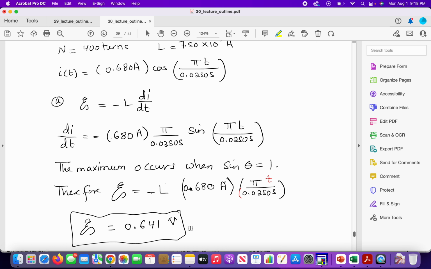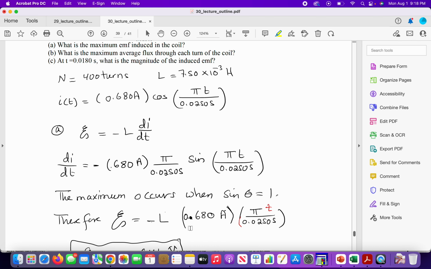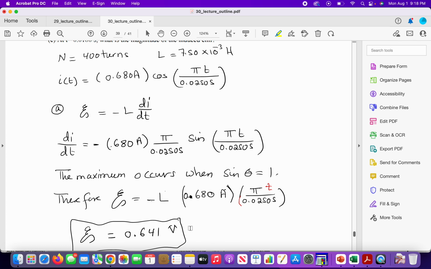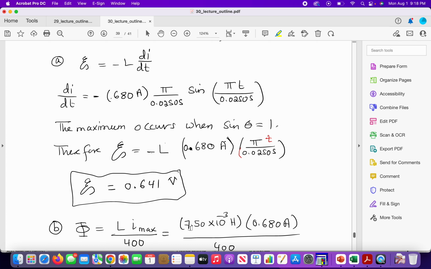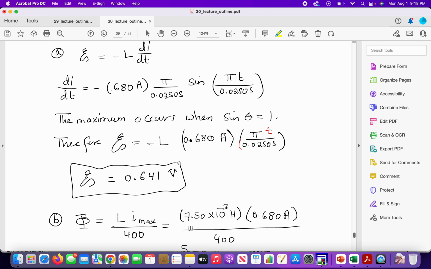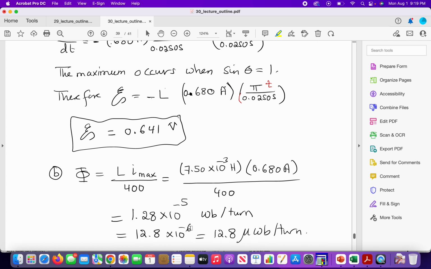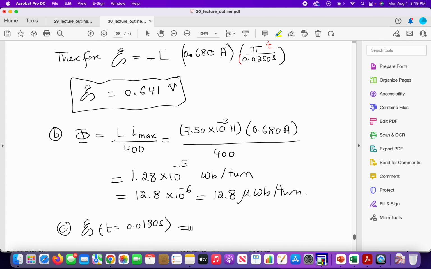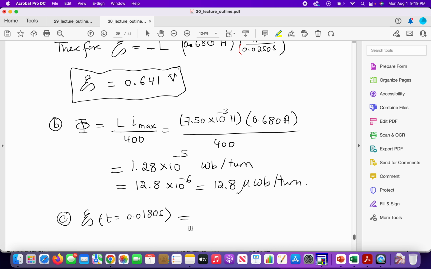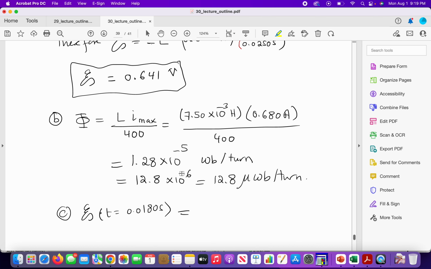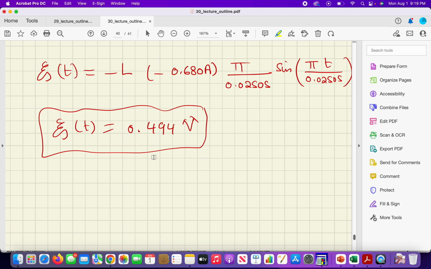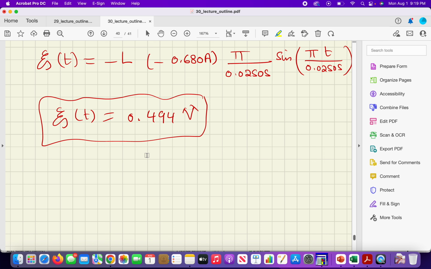B is asking for what is the maximum average flux through each turn of the coil. I can calculate phi, which is L I maximum divided by the number of turns, and the number of turns is 400. Then I will be able to find what is really how many webers per turn. I can also calculate E at that time, which is 0.0180, and from the calculation I can have that as 0.494.